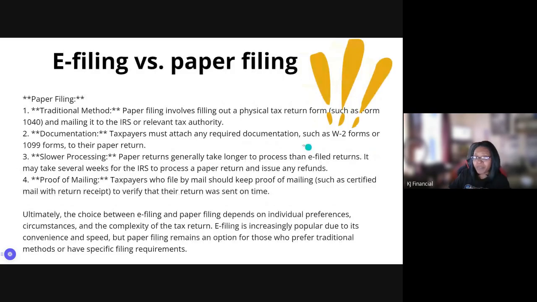Of course, paper filing is the traditional method. The documentation, you have to send everything. So if your client sends you a W-2, a 1099, you have to fill out that Schedule C and then give all documentation on how you came up with the numbers on the Schedule C. If you gave them a Schedule H, then look, it's too much. Like I said, it's a slower process, and then proof of mailing: you have to wait for the certified receipt to get back to you for all that. To skip all that, we use electronic cloud-based software.